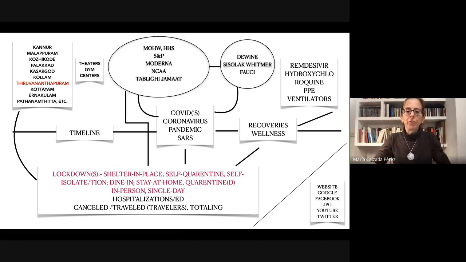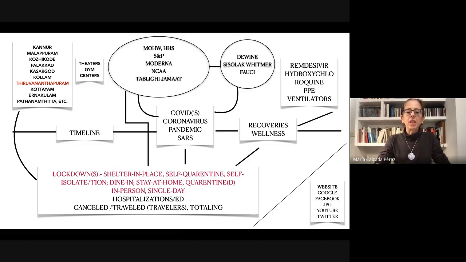At the top of your screen, you've got specific institutions such as the Ministry of Health and Wellness, the Department of Health and Human Services in the US, Standard & Poor's, Moderna, and other kinds of institutions. And also you've got specific people, so names of people like Devine, Sisolak, Whitmer, or epidemiologist Fauci.